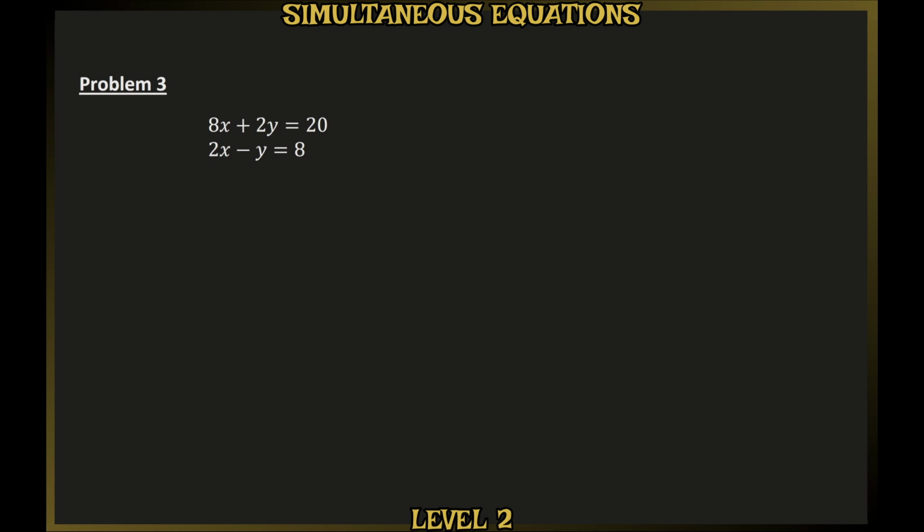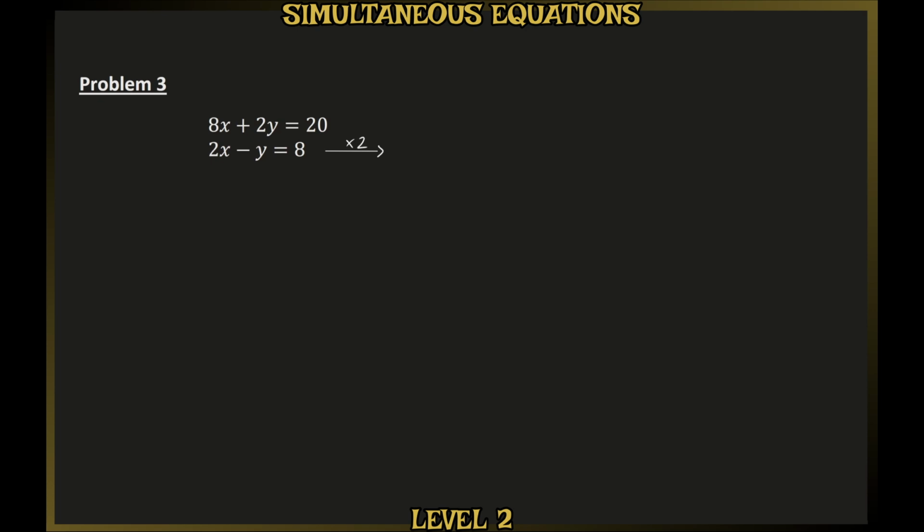We could, looking at the x's, multiply the equation at the bottom by 4, because 2x times 4 is 8x, and then we'd have an 8x in both equations. Alternatively, we could multiply the bottom equation by 2, because this would then give us a minus 2y in the bottom equation, matching the 2y we have in the top. So we do have a choice here. I'm going to stick with multiplying the bottom one by 2.